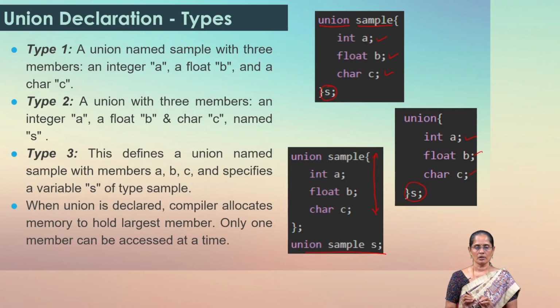When a union is declared, the compiler allocates memory to hold the largest member. That is more important to learn. Only one member can be accessed at a time. These 2 points we have to always keep in mind while learning unions. According to the example we have assumed, integer, float and character, float occupies the larger memory space. So whatever memory space is allocated for float will be the size of the union.